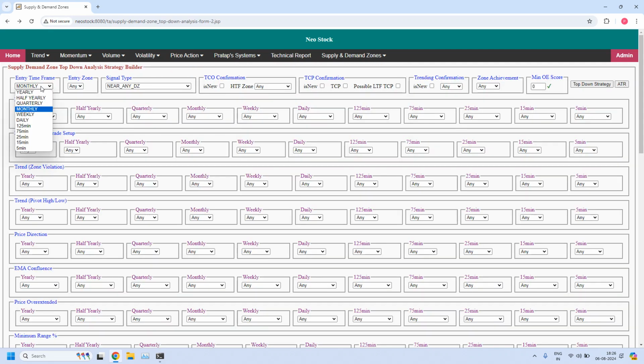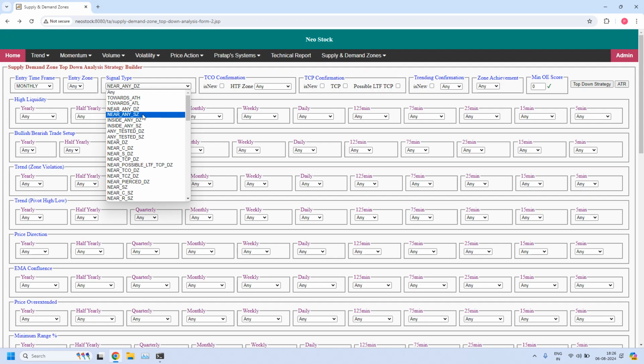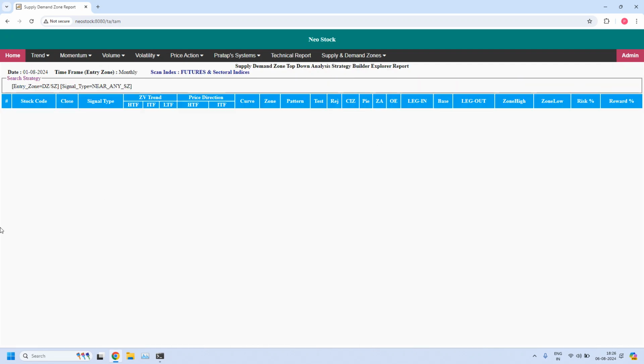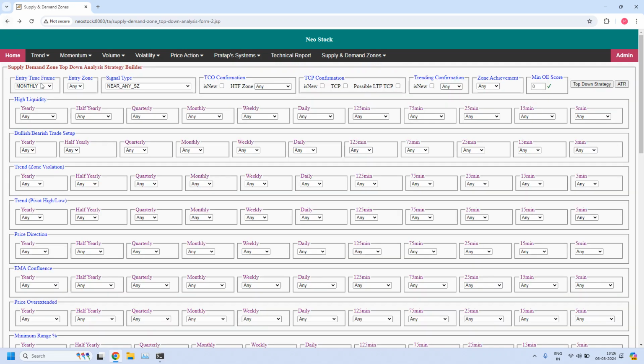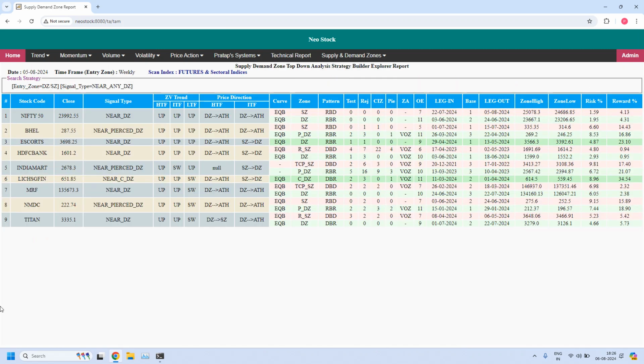And the next report for monthly time frame, let us find the stocks near monthly supply zone. No stocks are available. So let me go back, changing the time frame to weekly. Let us find the stocks near weekly demand zone. So 9 stocks are filtered near to the weekly demand zone.